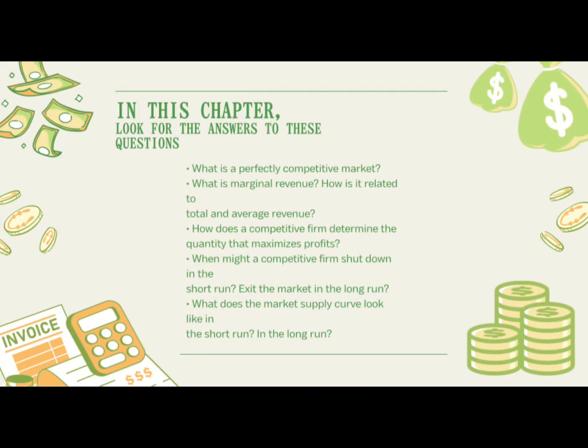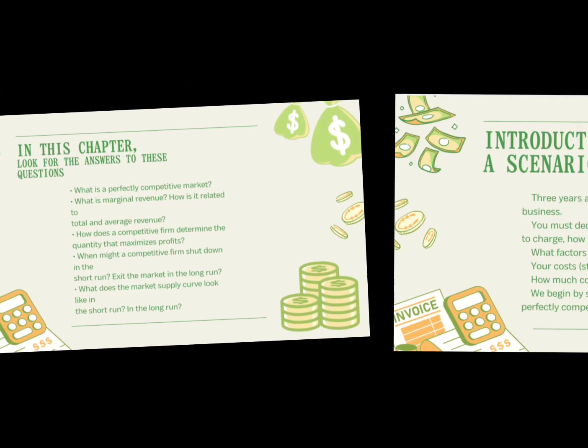In this chapter, we answer several important questions. What makes a market perfectly competitive? How do total, average, and marginal revenue behave in such a market? How does a competitive firm choose its profit maximizing quantity? When should a firm shut down or exit? And finally, what do market supply curves look like in the short run and long run?